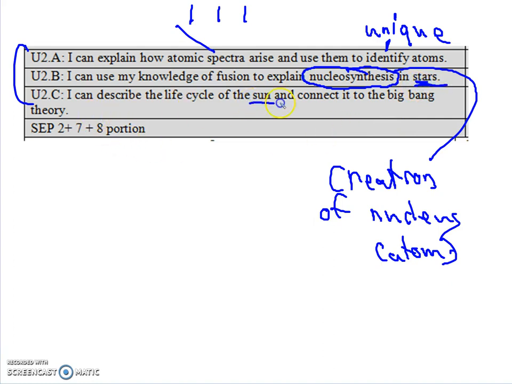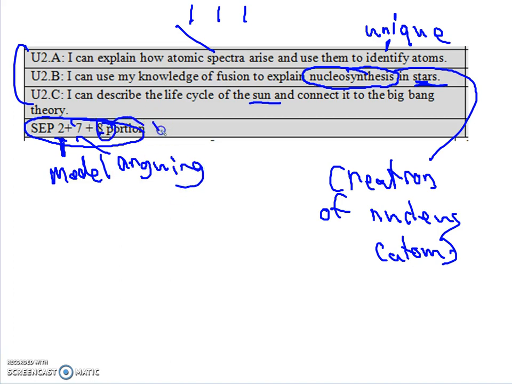I can describe the life cycle of the sun and connect it to the Big Bang Theory. Alright, so that is exactly what it sounds like. And then on a separate day, actually a week after your Unit 2 exam, you'll take the literacy portion, which Green Dot made, and it's going to cover modeling, arguing with evidence, and then using information and evaluating. So it's going to be a lot of reading for SEP 8.